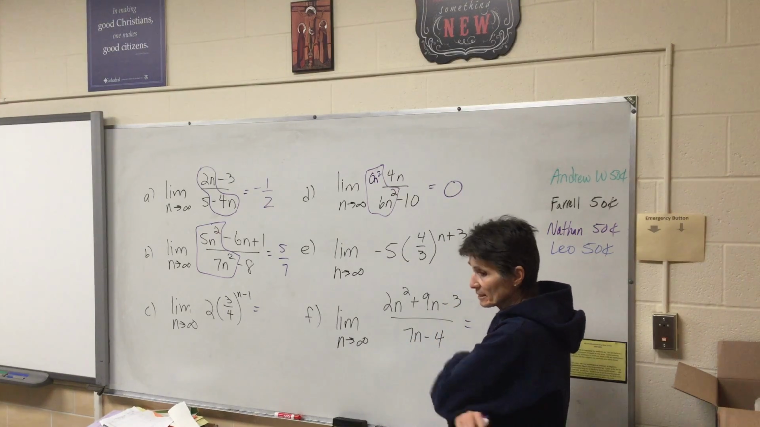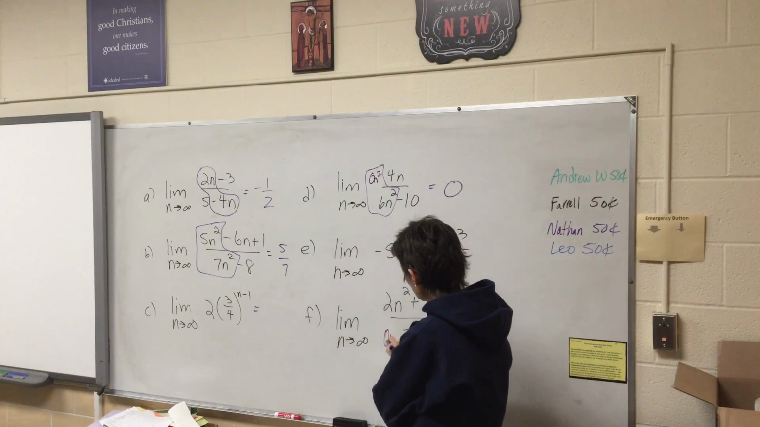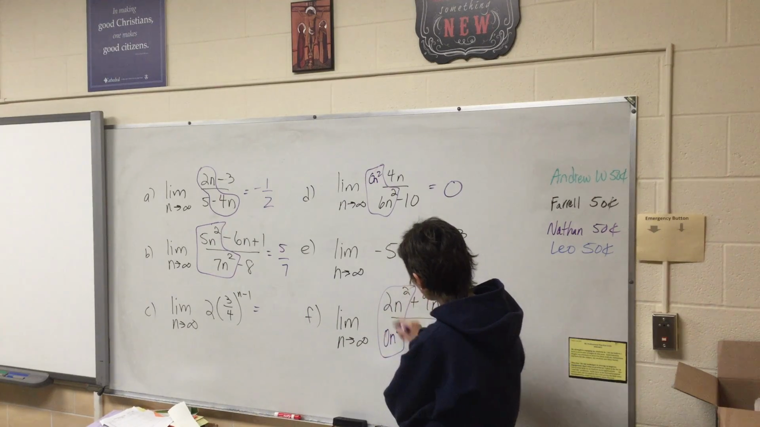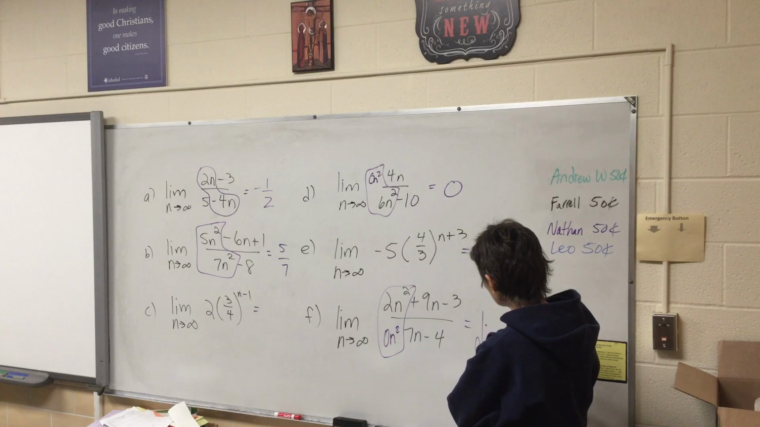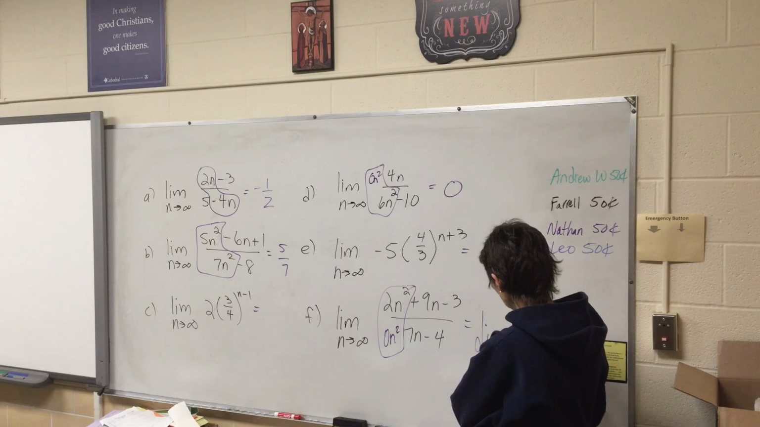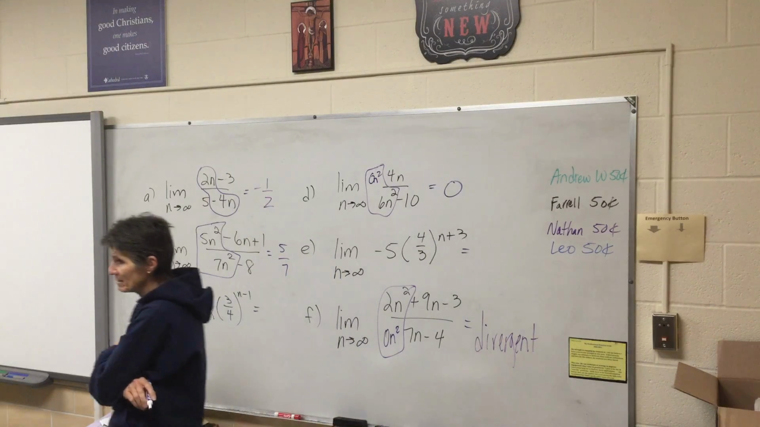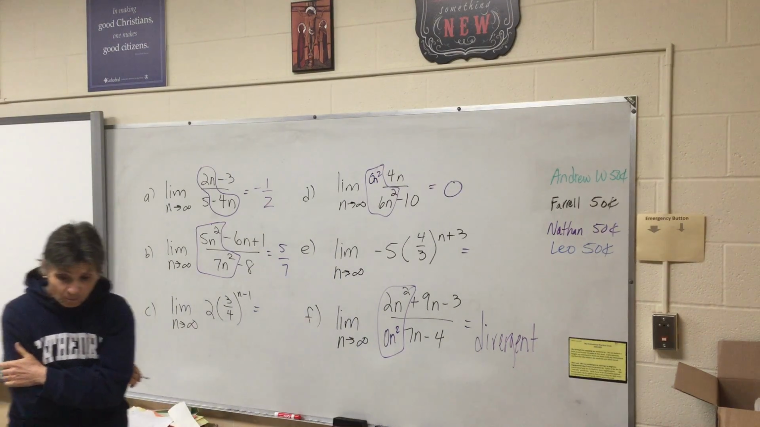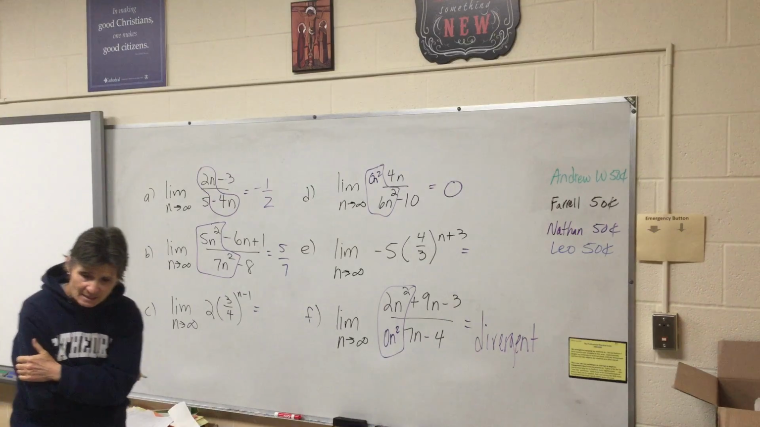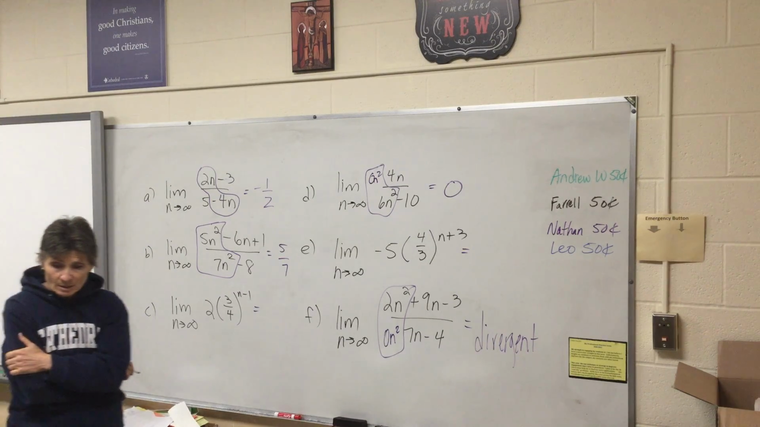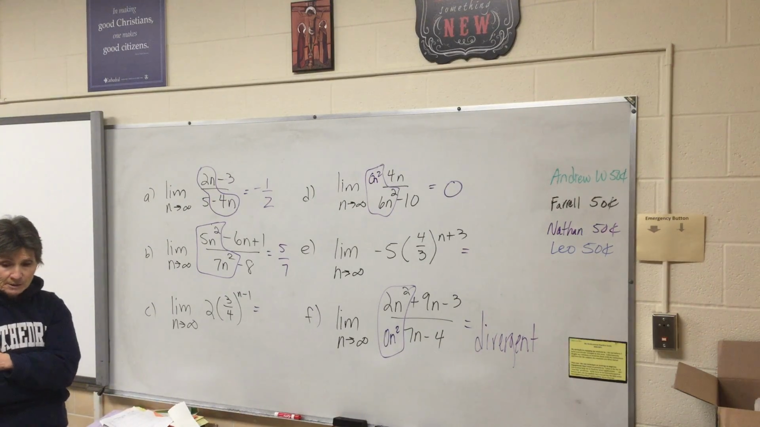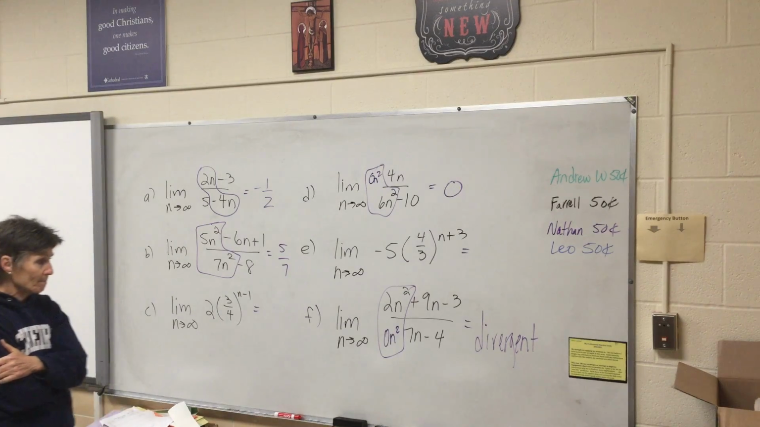F. Same thing. Only now the 0 is in the bottom, which means there is no limit. It's divergent when the big power is in the top. Boys and girls, we've been talking about that since about October. It's time to wake up and smell the coffee.